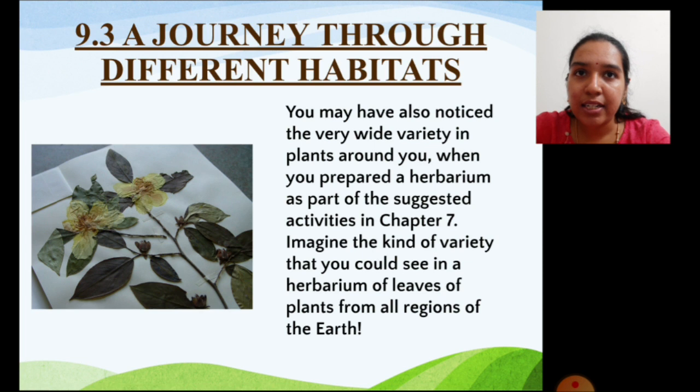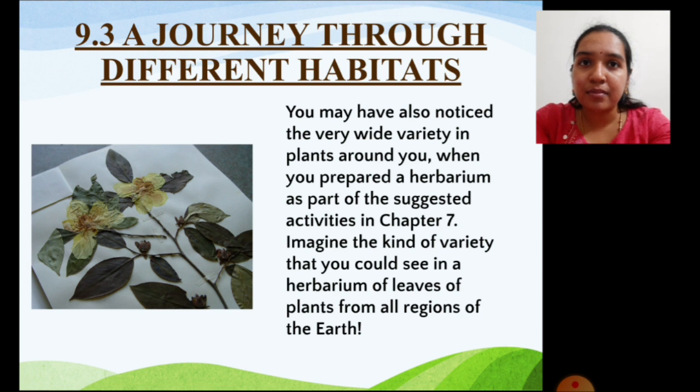In chapter 7, Getting to Know Plants, you might have understood and prepared a herbarium. Imagine if you were asked to press all varieties of plants present on earth in your herbariums. Is it possible? We cannot even stock them up. That means a large variety of plants and n number of animal species live and grow on earth, adapting themselves suitably to their habitat conditions.